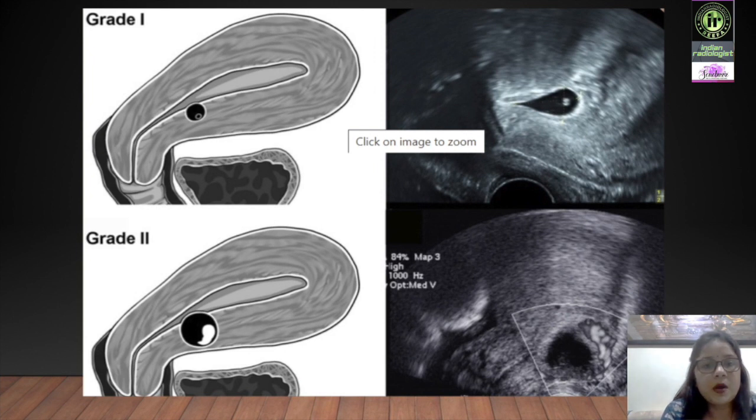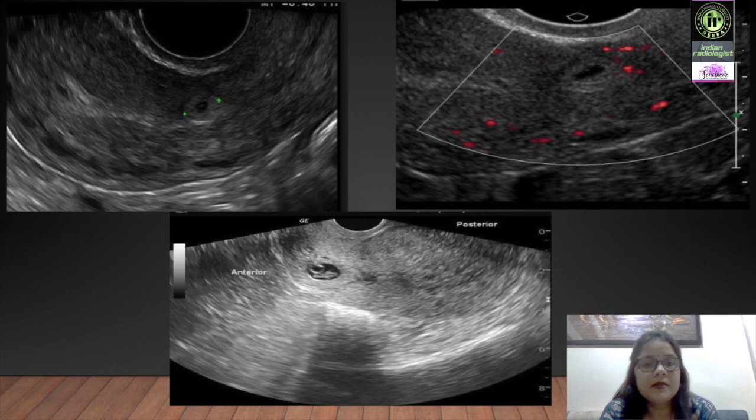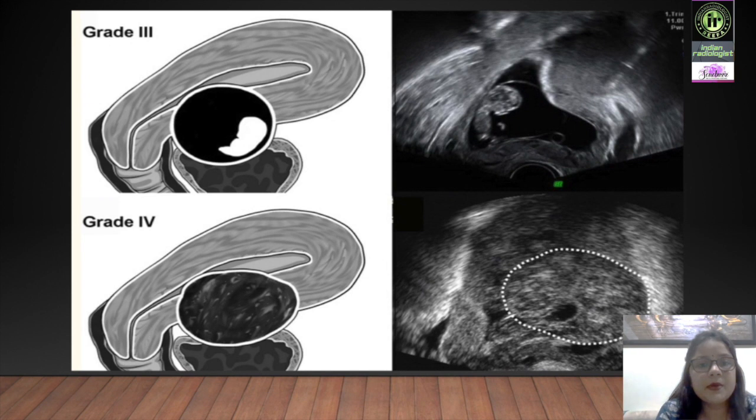So this is the grade 1 occupying less than half of the anterior corpus and the image of the same. And this is more than half of the anterior corpus and image of the same. Again, this is grade 1. This is grade 2. And again, this is grade 1 according to the thickness of the anterior myometrium involved. Then grade 3 when it is bulging out of the scar. Here we can see it is bulging and the myometrium is so thin and this is the bladder.